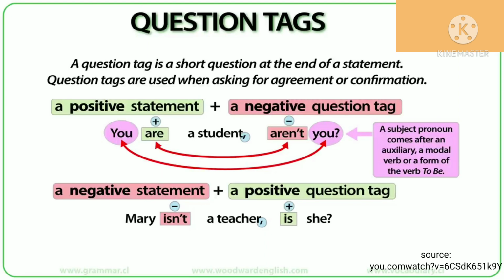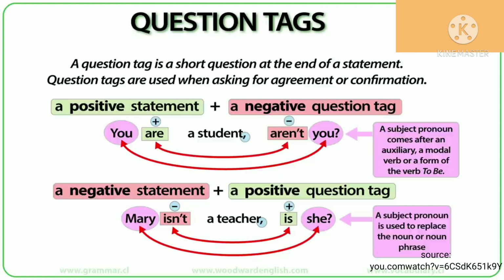A negative statement is followed by a positive question tag. Mary isn't a teacher, is she? Mary isn't is negative, so the question tag needs to be positive. Is she? Mary isn't a teacher, is she? Notice how we don't repeat the noun Mary in the question tag. We use the subject pronoun she to avoid repetition. A subject pronoun is used to replace the subject in the statement if it appears as a noun or a noun phrase.